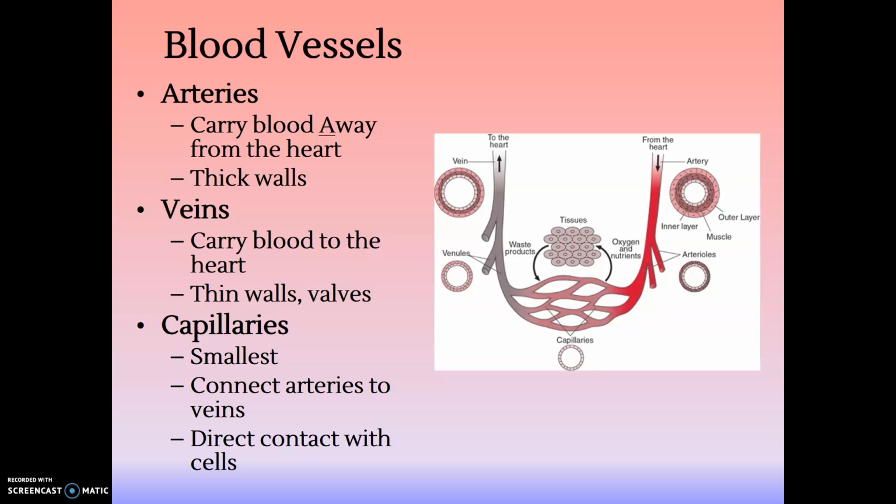And then capillaries, which are the smallest vessels of the circulatory system, work to connect the arteries and veins and are the point of direct contact with our cells and are involved in the exchange of oxygen and specific nutrients to our tissues.